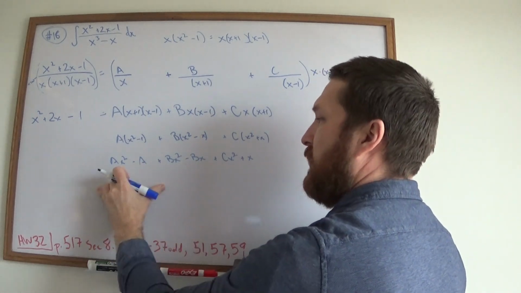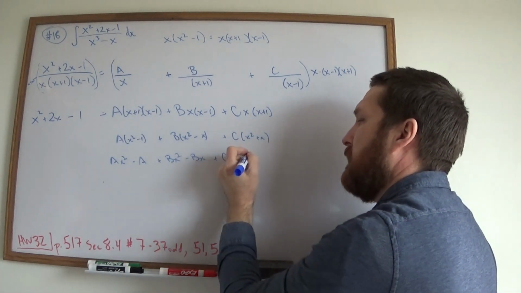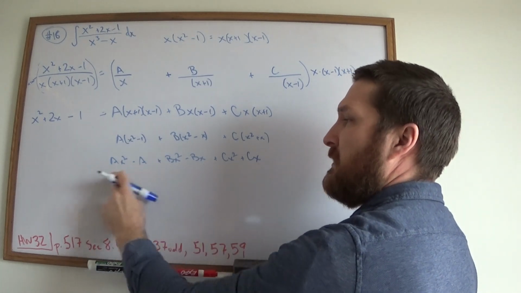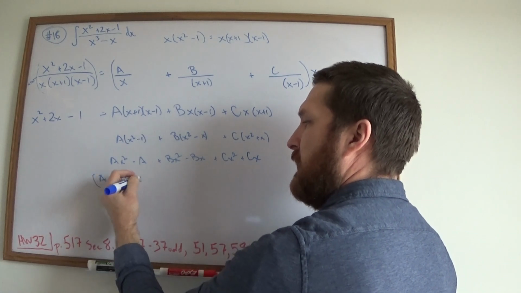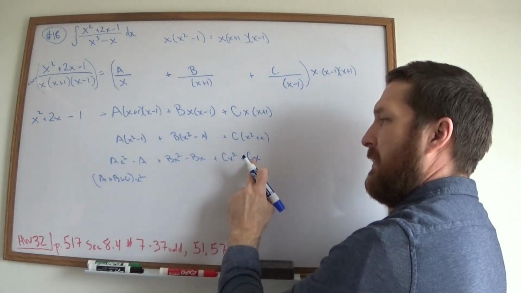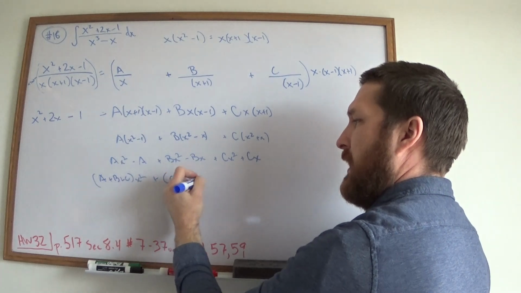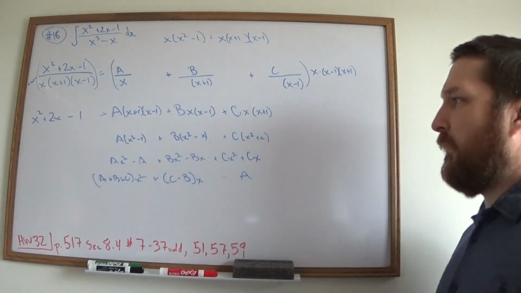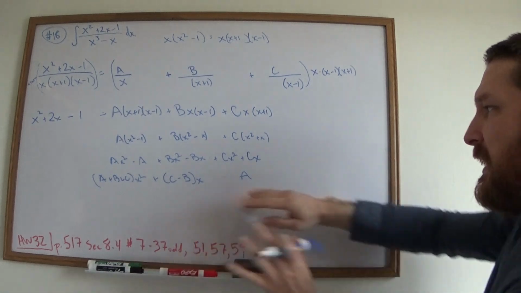Get all of the x squareds together. So I'm going to condense all my squareds, and I have (a plus b plus c) x squared. All my x's, I get (c minus b) x, minus a. Okay, so you multiply everybody out, and you get this.